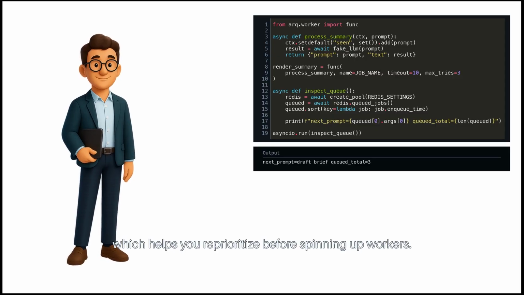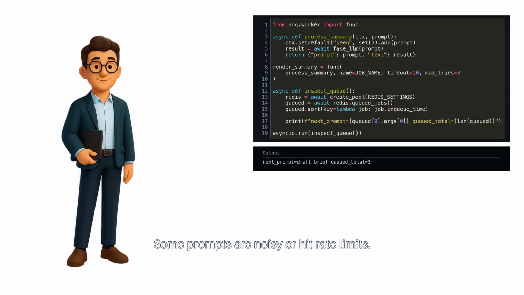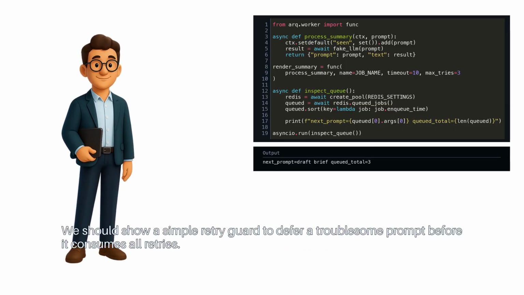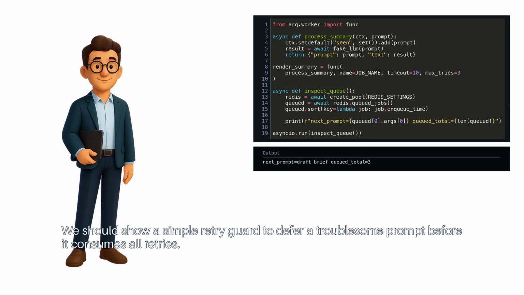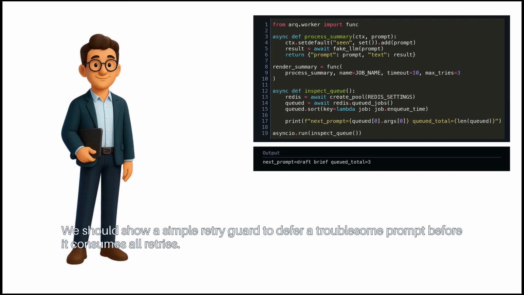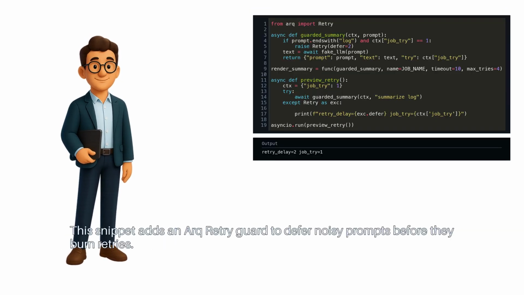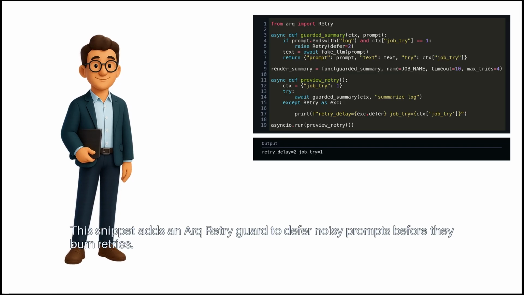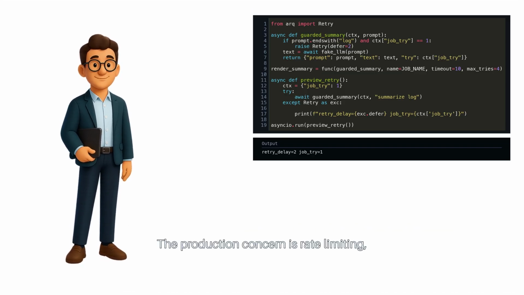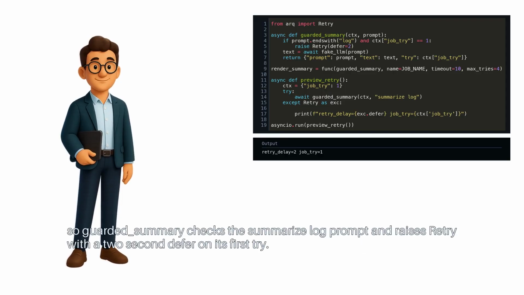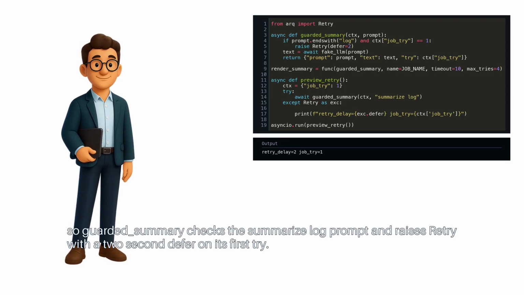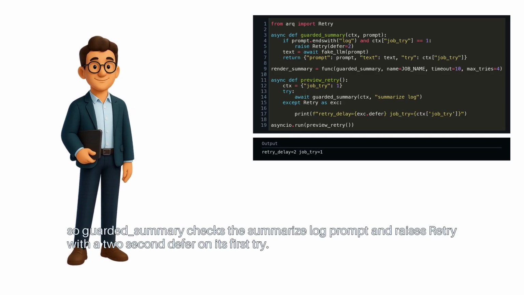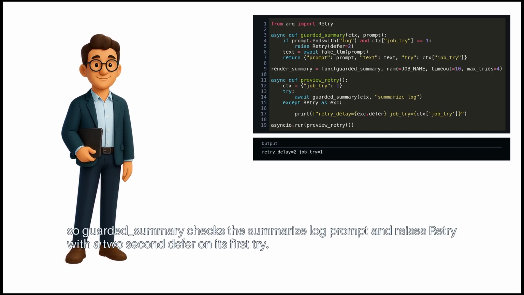before spinning up workers. Some prompts are noisy or hit rate limits. We should show a simple retry guard to defer a troublesome prompt before it consumes all retries. This snippet adds an Arc retry guard to defer noisy prompts before they burn retries. The production concern is rate limiting, so guarded summary checks the summarize log prompt and raises retry with a 2-second defer on its first try.